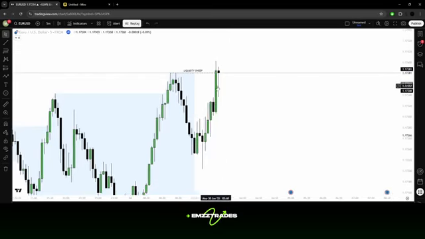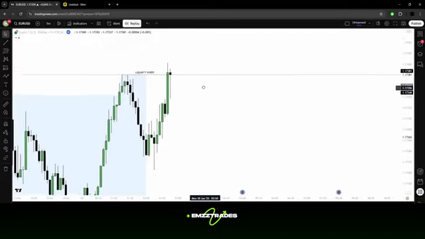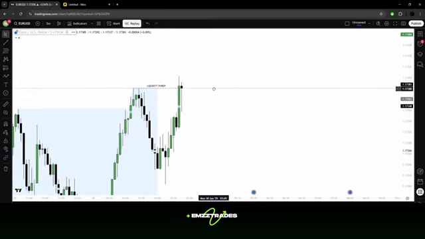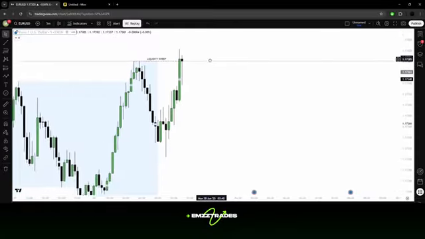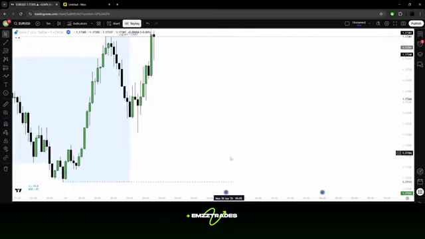Right there is my liquidity sweep, right? So as soon as my liquidity got swept, I need to find the breakage of structure where fractional highs / fractional lows have completely been swept, and then we can reinforce our market structure shift with an engulfing candlestick if it's possible, right? So we need to find a market structure shift now and also an engulfing candlestick towards the downside, because we are trading reversals. So since price got swept in the highs, we need to trade all the way down the lows, right?